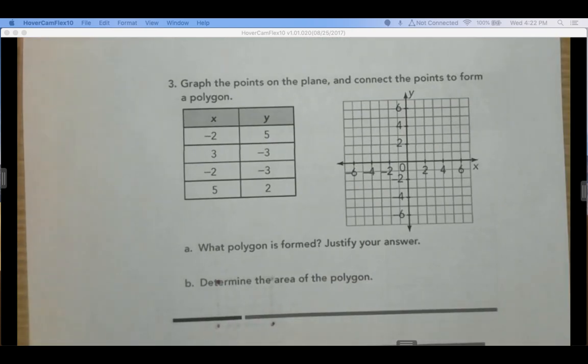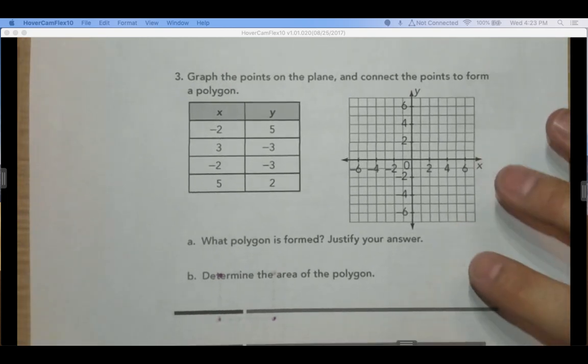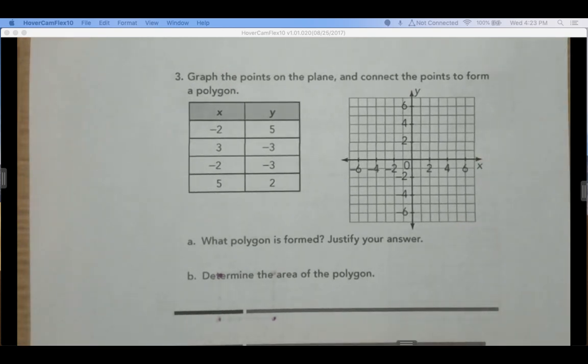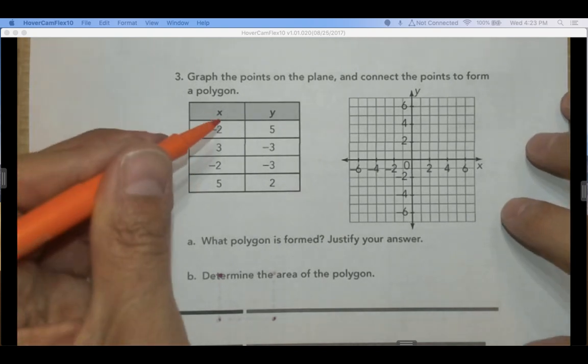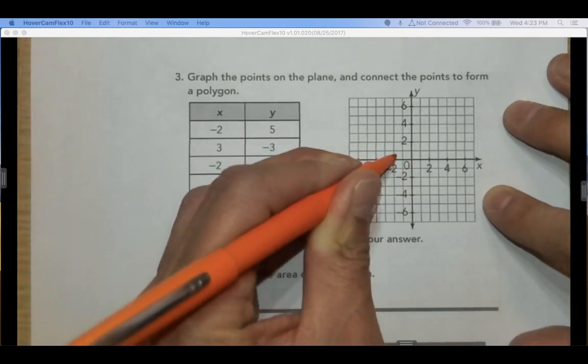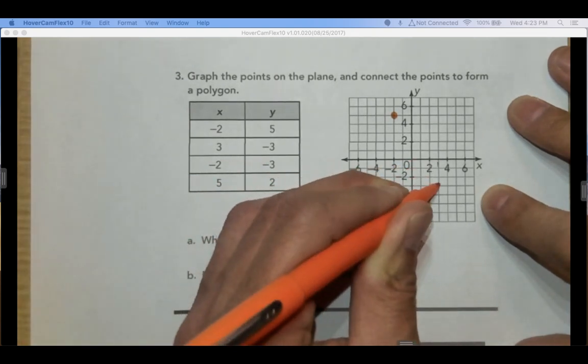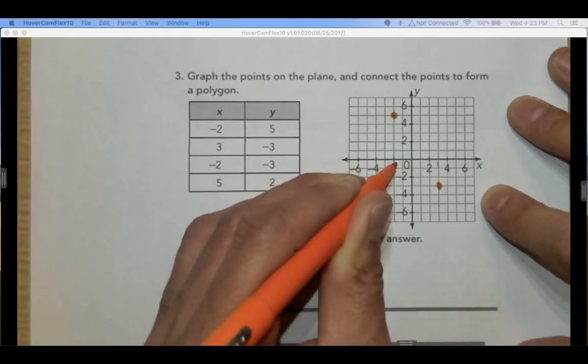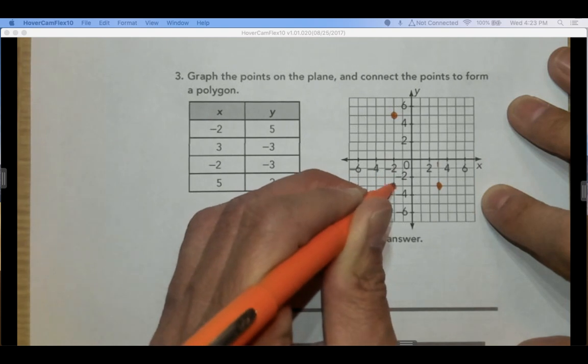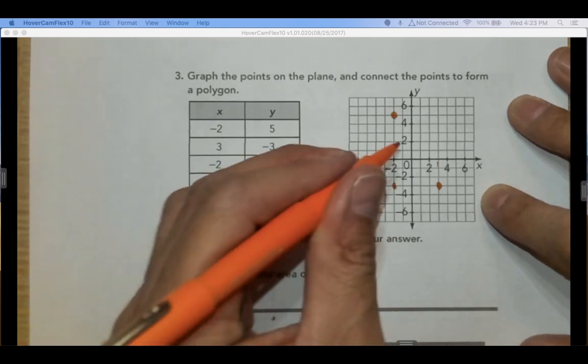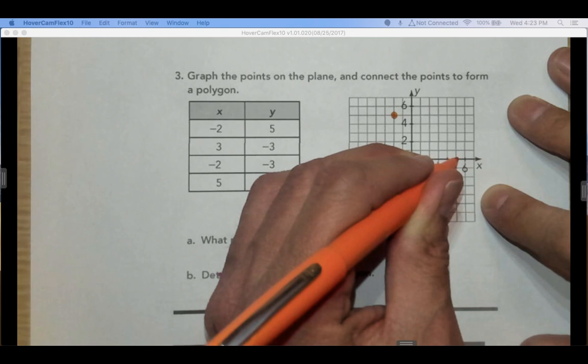Finally, I'm doing the third what shape am I? Graph the points on the plane and then connect the points to form a polygon. You should pause this. You should do it first. Then you should play the video. -2 and 5, 3 and -3, -2 and -3, and then 5 and 2.